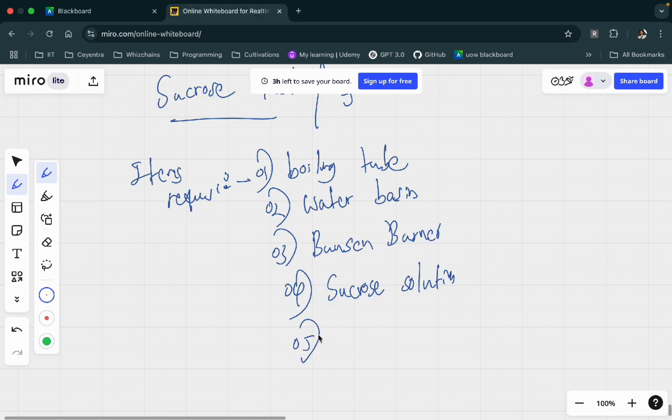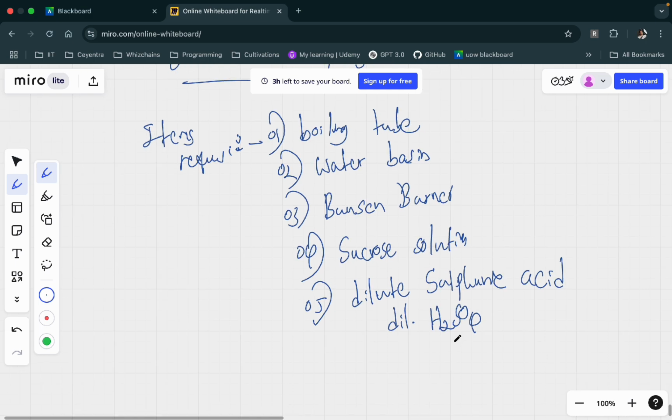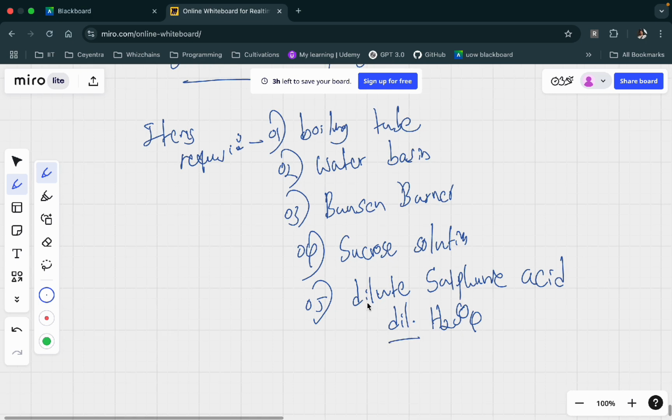Okay, then we need the thing that I have mentioned. What is it? Dilute sulfuric acid. We can write it like DIL H2SO4. Dil is used to shorten dilute.